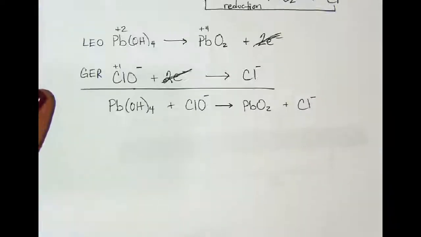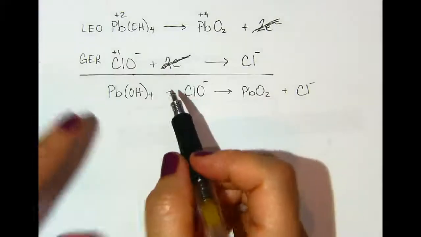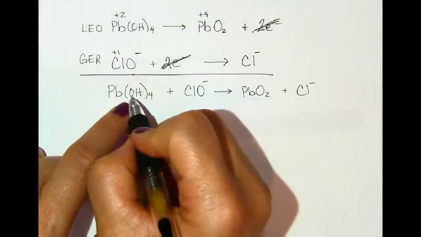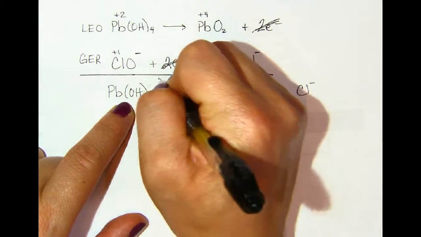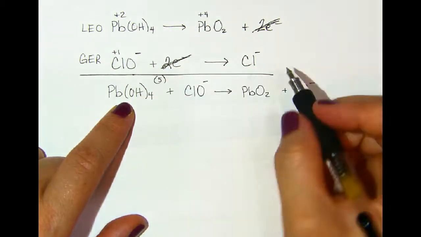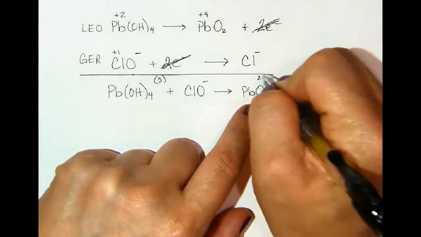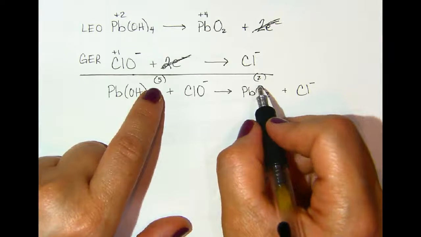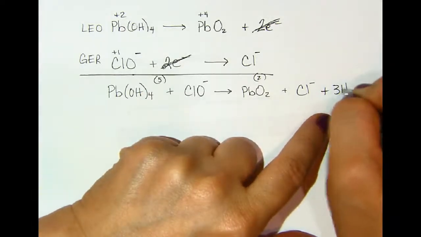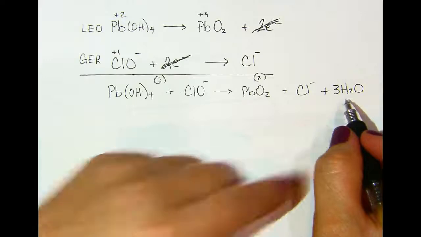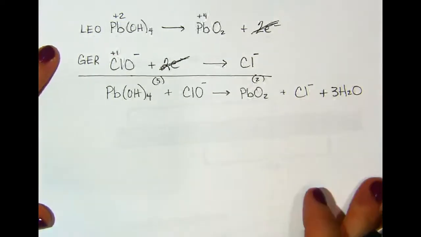Now we need to balance the oxygens. We have a total of 4 plus 1 is 5 oxygens on the left-hand side. Put myself a little note there, 5. And on the right side we have 2 oxygens. So I am short 3 oxygens on the product side, which means I'm going to add 3 waters to make up for that. So remember, we balance oxygen with waters.